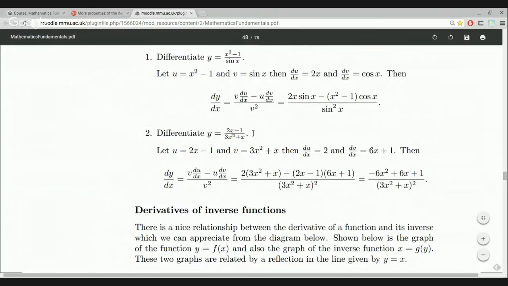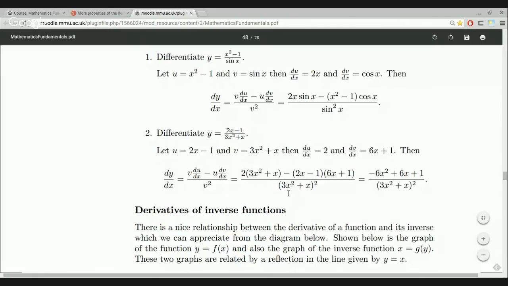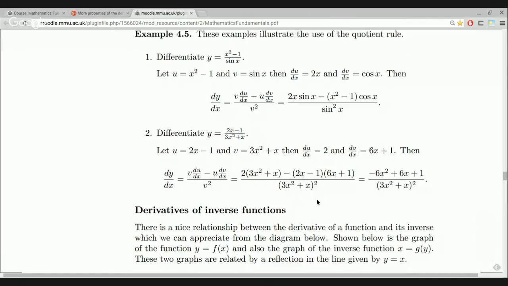Further example there, in number 2, this time we have y as a rational function, this quotient of polynomials, 2x minus 1 over 3x squared plus x. We can proceed to use the quotient rule to obtain the derivative of that function y. And you can see how it's constructed here in this intermediate expression, where we've got this long numerator. So we have the square of the original denominator, so 3x squared plus x, all of it squared.